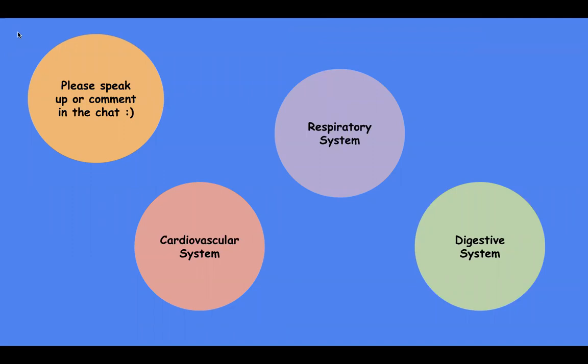So in today's workshop, we're going to go over 3 systems that you guys have learned about recently in lecture. We'll start talking about the respiratory system. We'll talk a little bit about the cardiovascular system, and then we'll end with the digestive system.